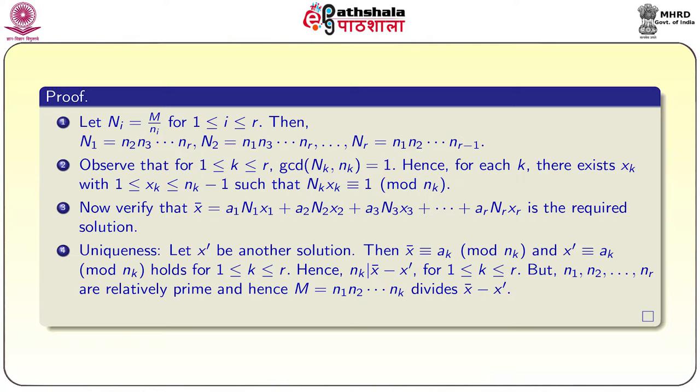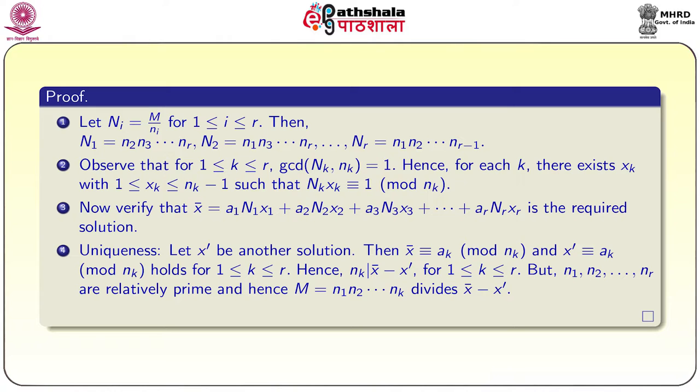If I take x bar modulo n_1, then N_2 contains the n_1 portion, and N_3 contains n_1 and so on, N_r contains n_1. So, if I do modulo n_1, a_2 N_2 x_2 is congruent to 0 mod n_1, a_3 N_3 x_3 is congruent to 0 mod n_1 and so on, a_r N_r x_r is congruent to 0 mod n_1. So, we are left with a_1 N_1 x_1 mod n_1. But again N_1 x_1 is congruent to 1 mod n_1. So, x bar is congruent to a_1 mod n_1. Similarly, x bar is congruent to a_2 mod n_2, and in that way x bar is congruent to a_r mod n_r. So, that is why this x bar is the required solution.